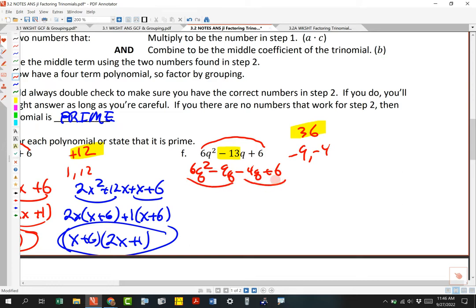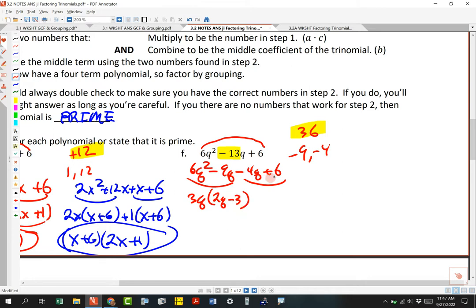Group, group. 6 and 9, that's a 3. Q squared and q, I can take out a 3q. I'm left with a 2q. If I take out a 3q out of a negative 9q, what am I left with? 3, because we're not subtracting out. Remember, we're dividing out. So this is going to be a -3.